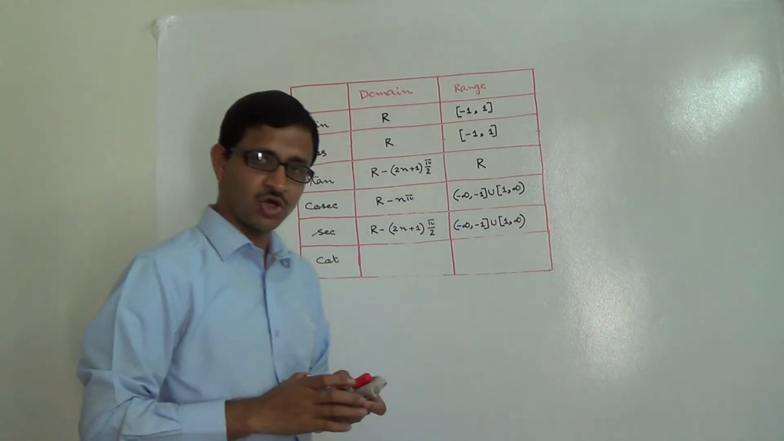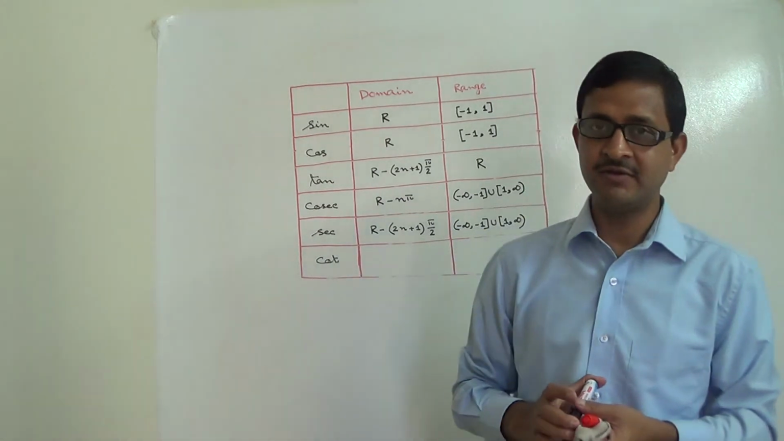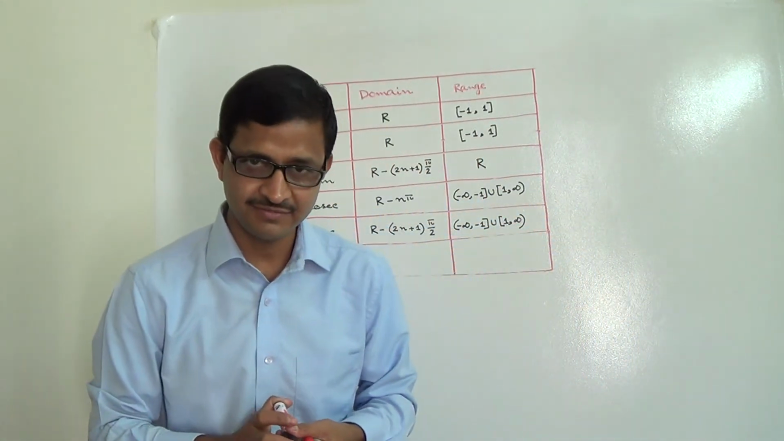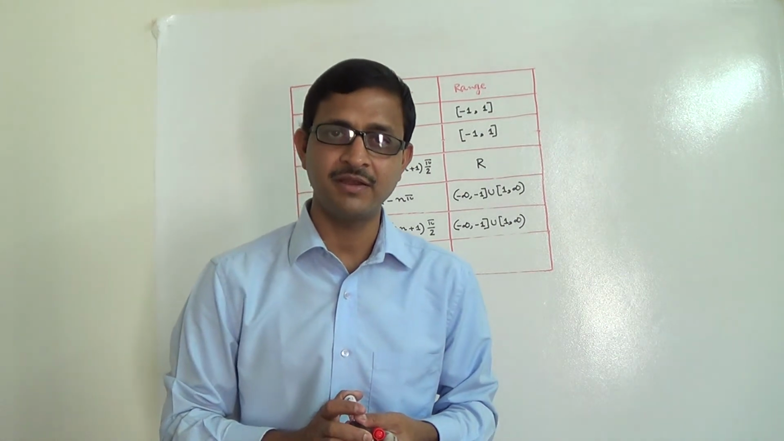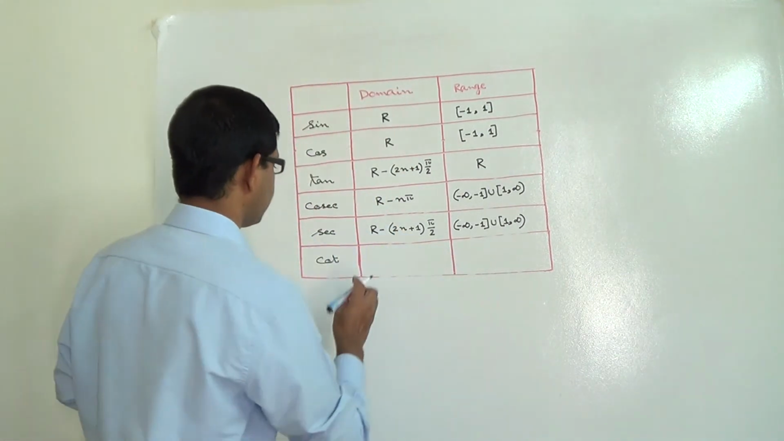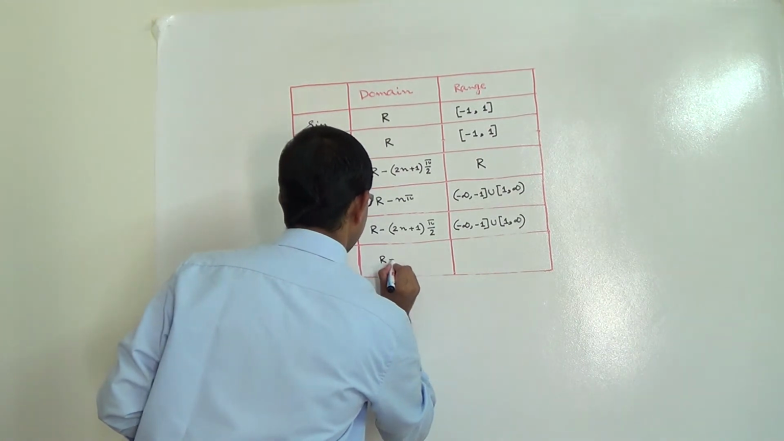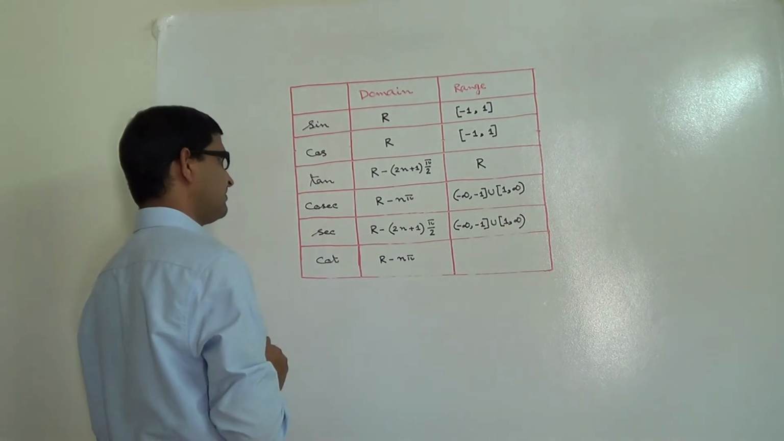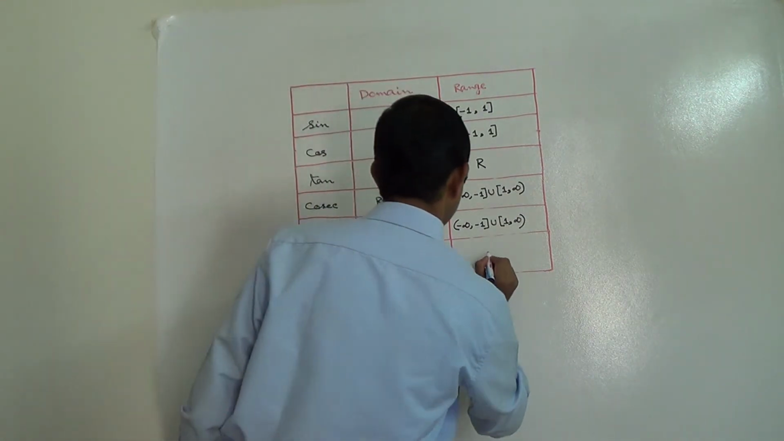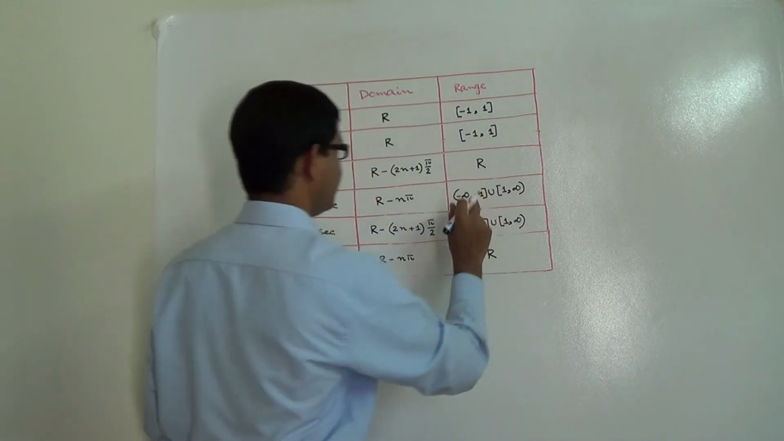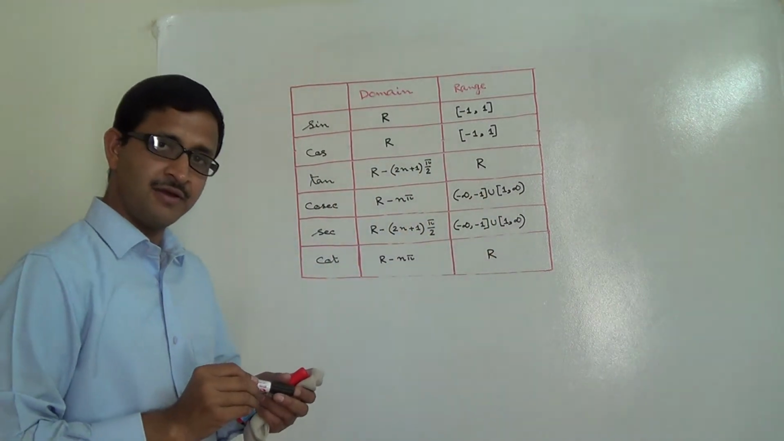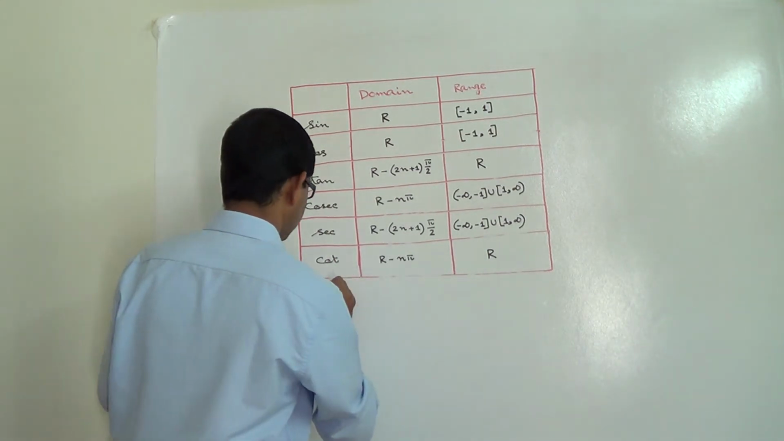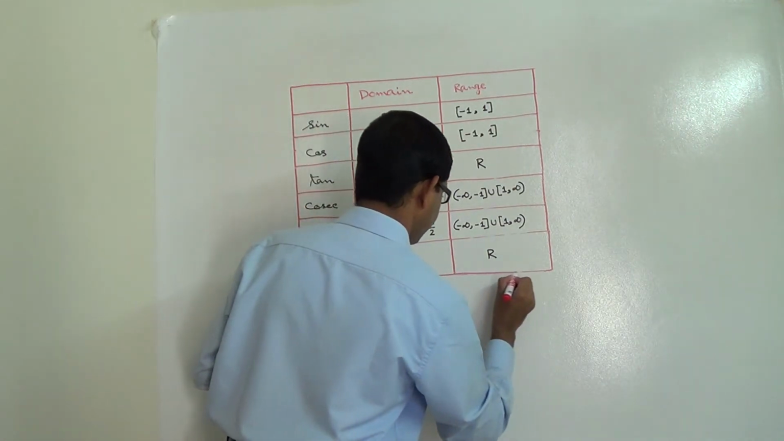The last one is cot. What is the domain of the function cot? We have seen the domain of the function cot is any real number except the integral multiples of pi. So we can write it as R minus n into pi, where n is an integer. And what is the range of this function cot? It is similar to tan, which is R. So this is the tabular representation of the domain and range of all these six trigonometric functions.